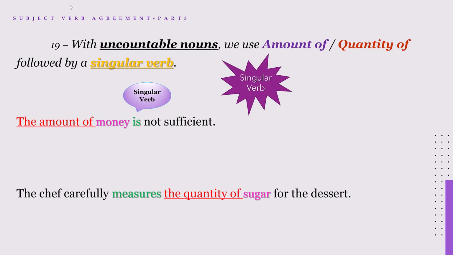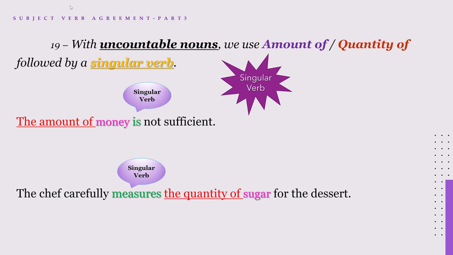The chef carefully measures the quantity of sugar for the dessert. As you know, sugar is an uncountable noun. Quantity of sugar is used to refer to the sugar, that's the singular subject. In this sentence, measures is a singular verb used to agree with the singular subject.